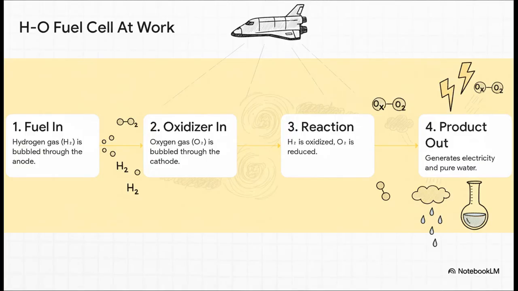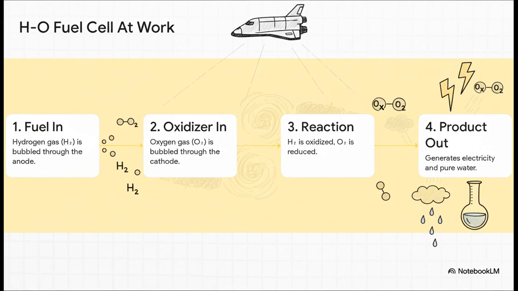Let's break down how the most common type, the hydrogen-oxygen fuel cell, actually works. As you can see, hydrogen gas, that's our fuel, is pumped into the anode. Oxygen, pulled right from the air, is supplied to the cathode. They react, and the only things that come out are electricity, some heat, and pure water. This process is so clean and so reliable, they actually used it on the space shuttle to generate both power and clean drinking water for the astronauts.